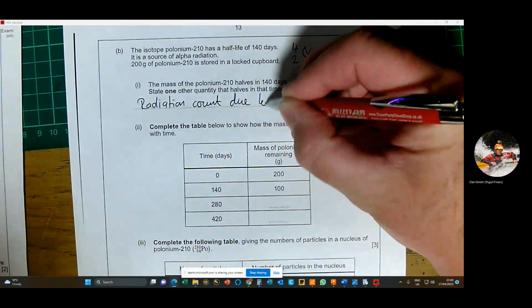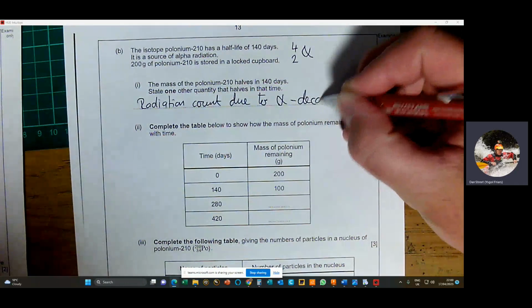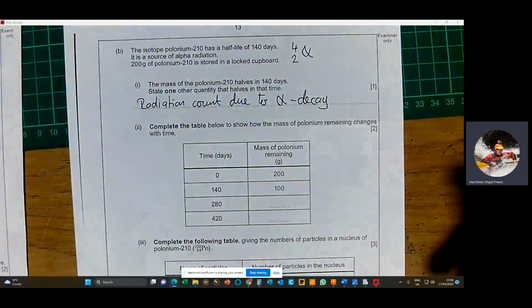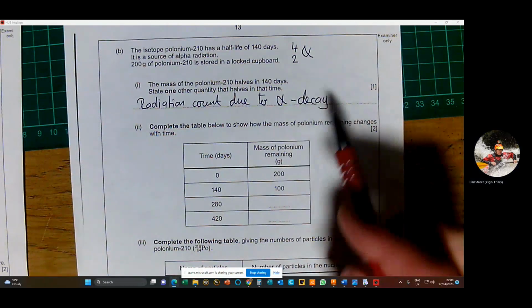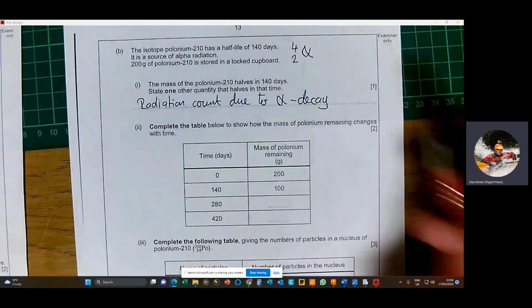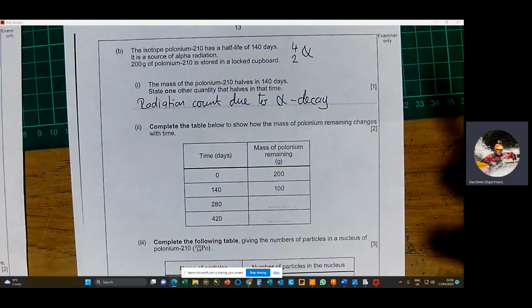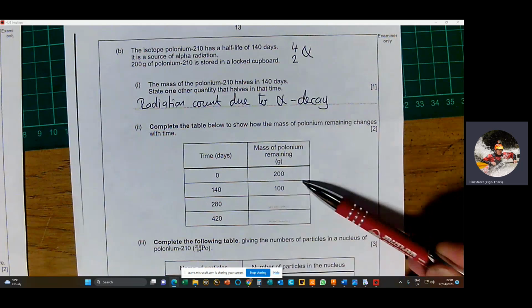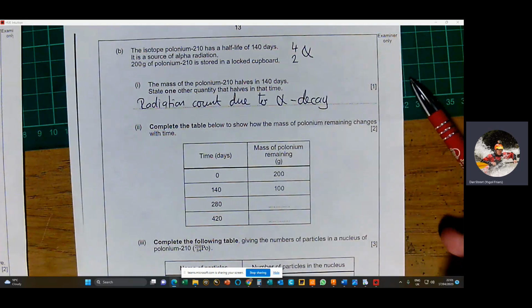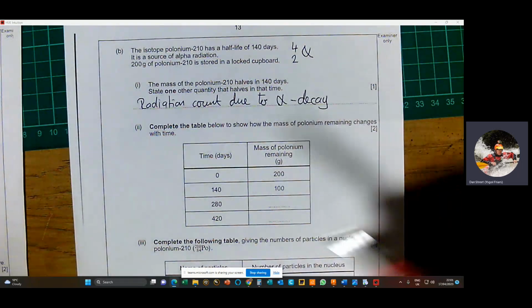due to alpha decay. Okay, so if you measured how much radiation was being given off on day 1, and let's say that was 100 counts a second, if you went back 140 days later, you would find it was 50 counts per second. And if you went back another 140 days later, you would find that it was 25 counts per second, because half-life means the radiation halves every period of time. Okay, so in this case it's 140 days.